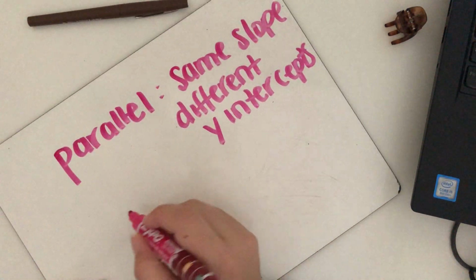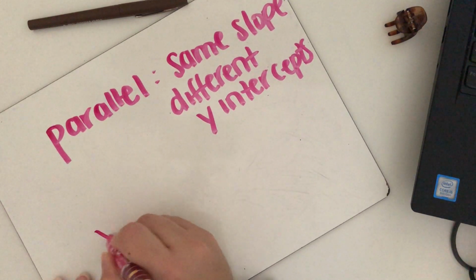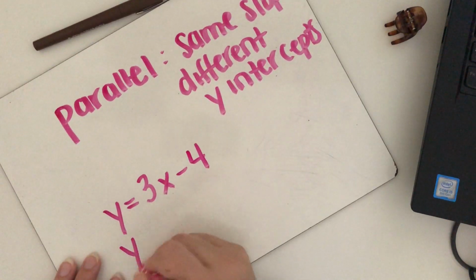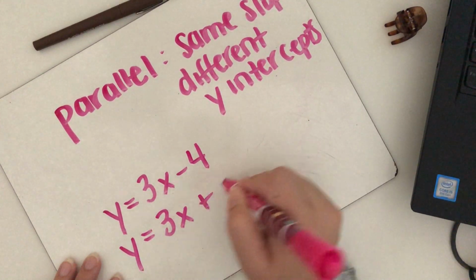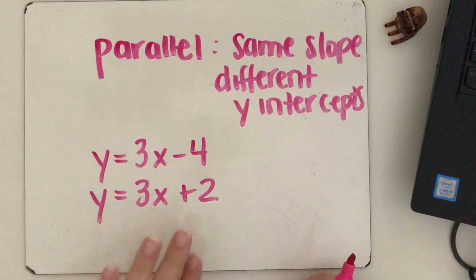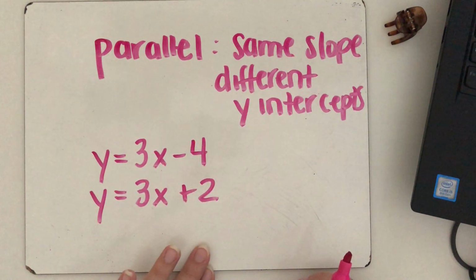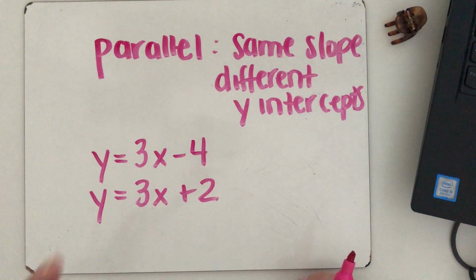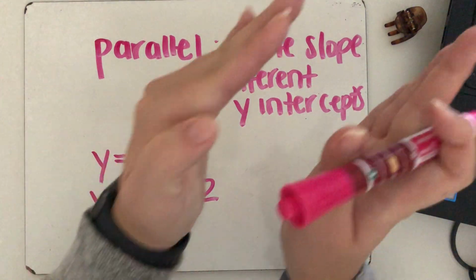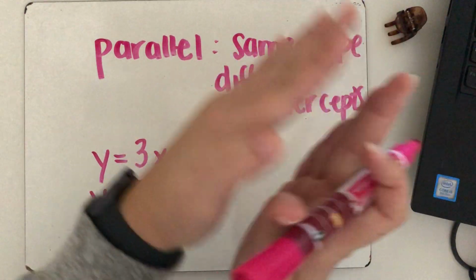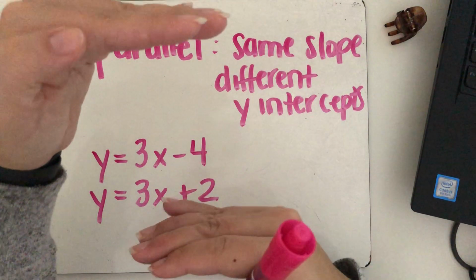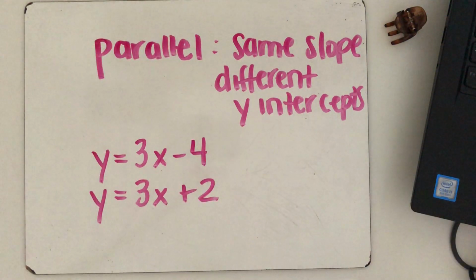So for instance, those examples would be y equals 3x minus 4 and y equals 3x plus 2. They both have the same slope value of 3, but are at different points on the y-axis. That's the whole point, because at no point in time will these two lines ever intersect with each other. They're going to be heading in the same direction, and they're always going to have that same amount of space in between them. That same space between -4 and 2 is where those lines will be at, okay?